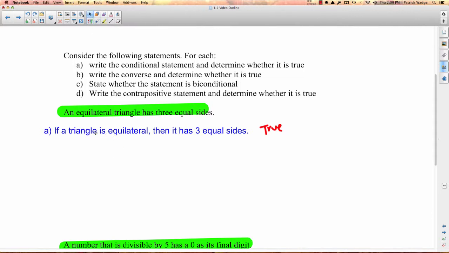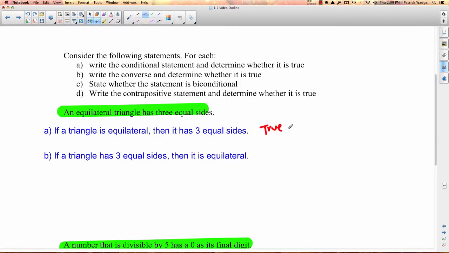Okay, now we're going to do the converse. So remember, for the converse, we switch the hypothesis and the conclusion. So it's going to be: if a triangle has three equal sides, then it is equilateral. Is that true? If a triangle has three equal sides, is it definitely equilateral? Yeah, there's no other possibility. So this is also true.